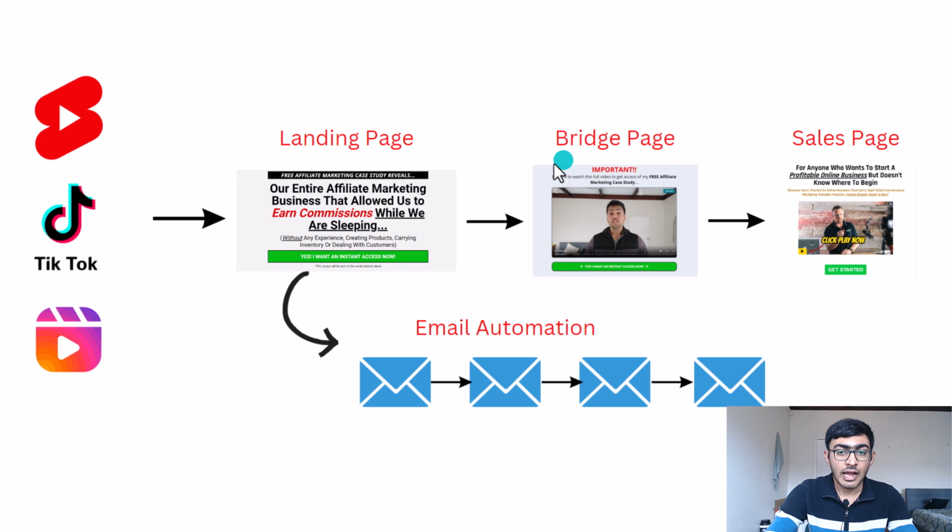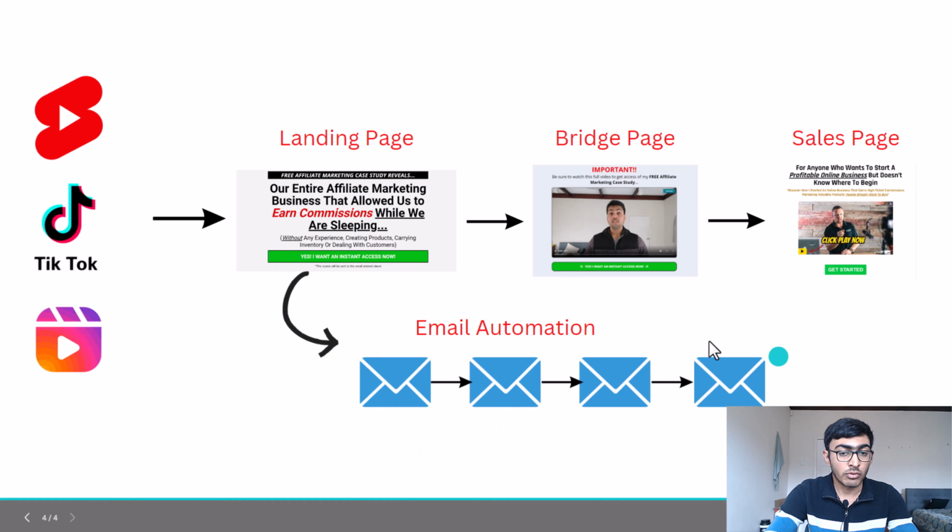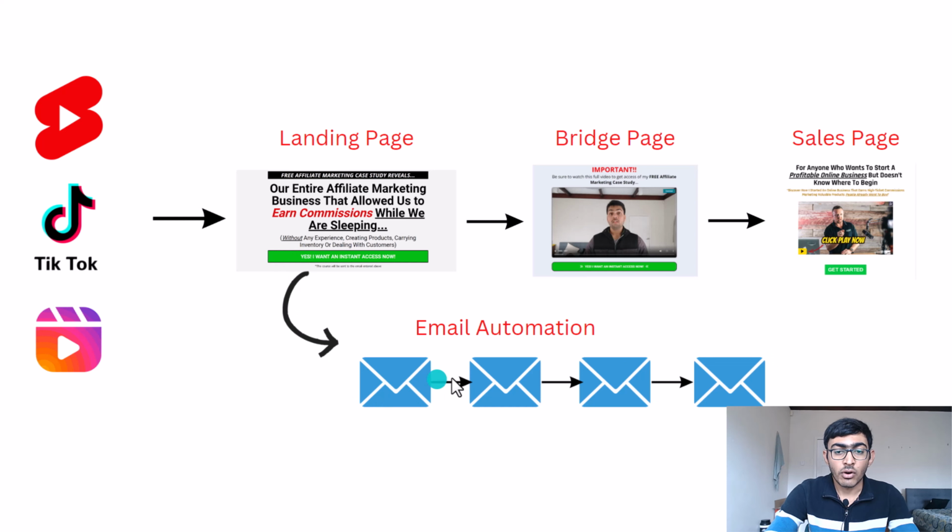On the bridge page I have a video that gives more information about the product that I'm promoting. Once someone clicks the button below this video, they go directly to the sales page of the product I'm promoting, and once they purchase I get a commission. And on the landing page I capture people's email address so I can follow up with them with an automated email sequence and remind them of the product that I'm promoting.